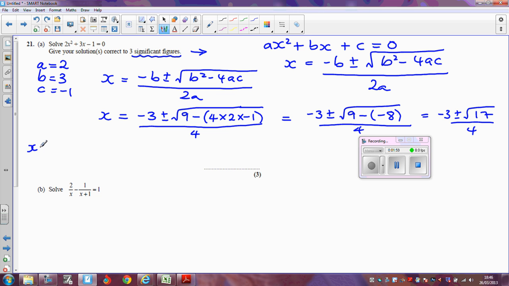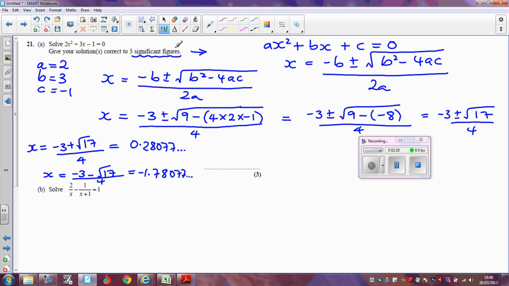So my two possible answers, and here's where I need my calculator. One of them is minus 3 plus the square root of 17, divided by 4. And the other one is going to be minus 3 take away the square root of 17, and that's all divided by 4. Now if we work out the first one, that comes out as 0.28077, and the second one comes out as minus 1.78077.